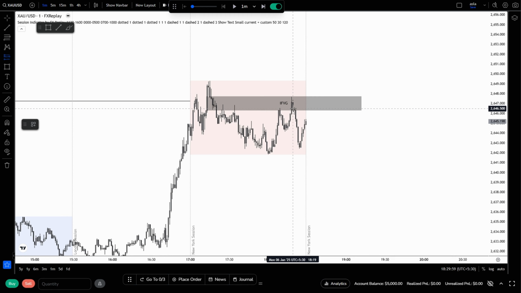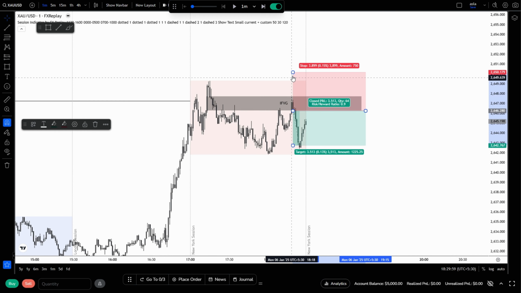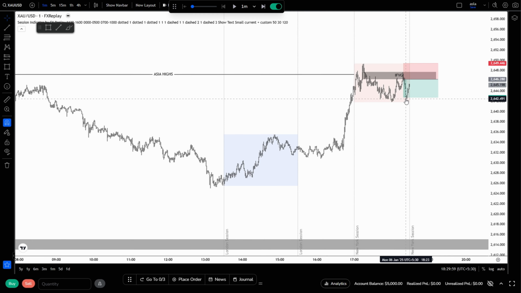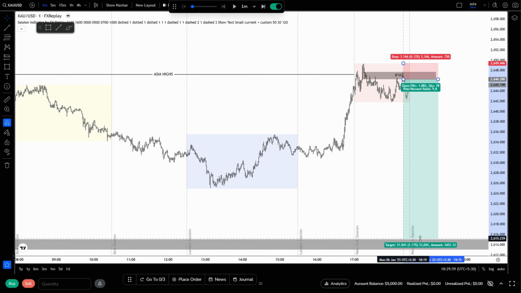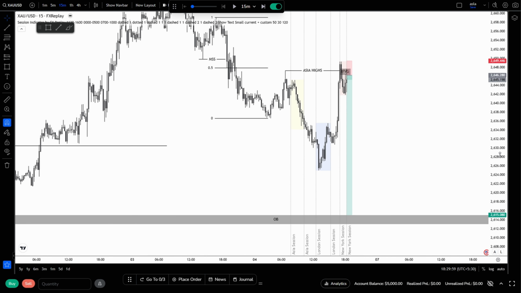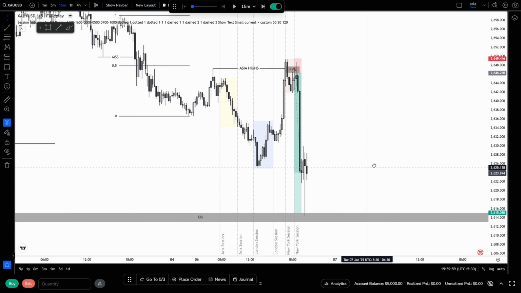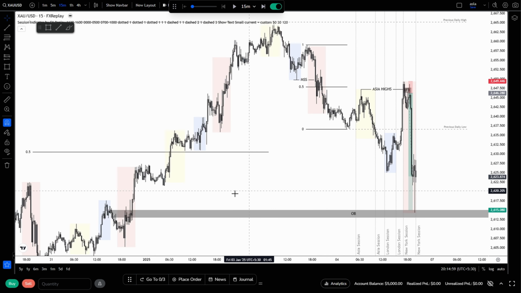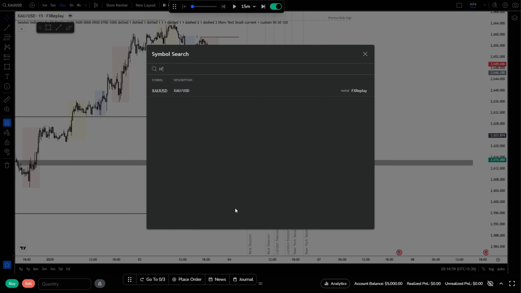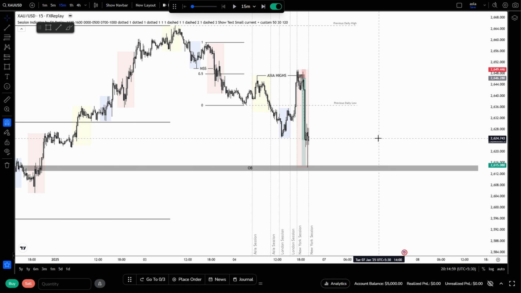There are many types of confirmations that can be used at this stage. Personally, I prefer to use inverse fair value gaps as my entry model. Once price forms an inverse fair value gap in alignment with the higher time frame bias, I execute the trade from that level. The target for this trade is the 4-hour order block that we identified earlier as our draw on liquidity. As you can see, price moves directly toward this target without hesitation.